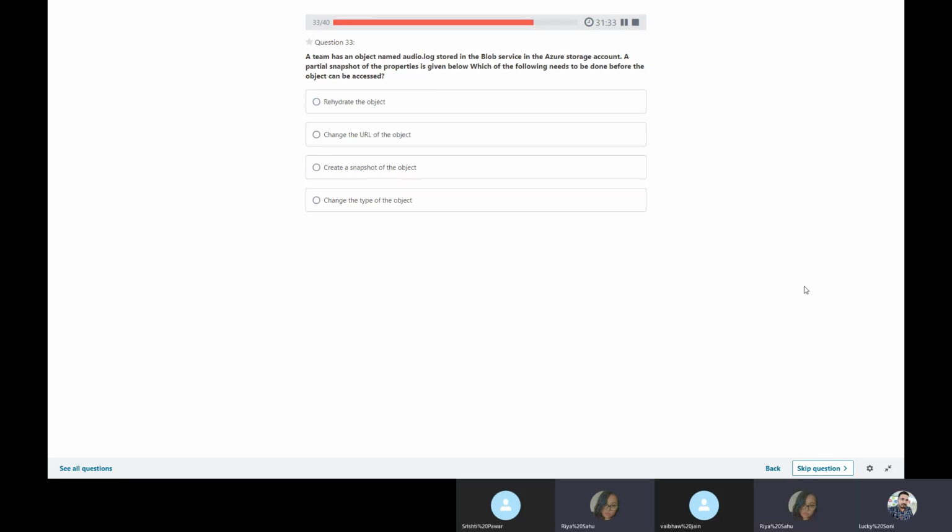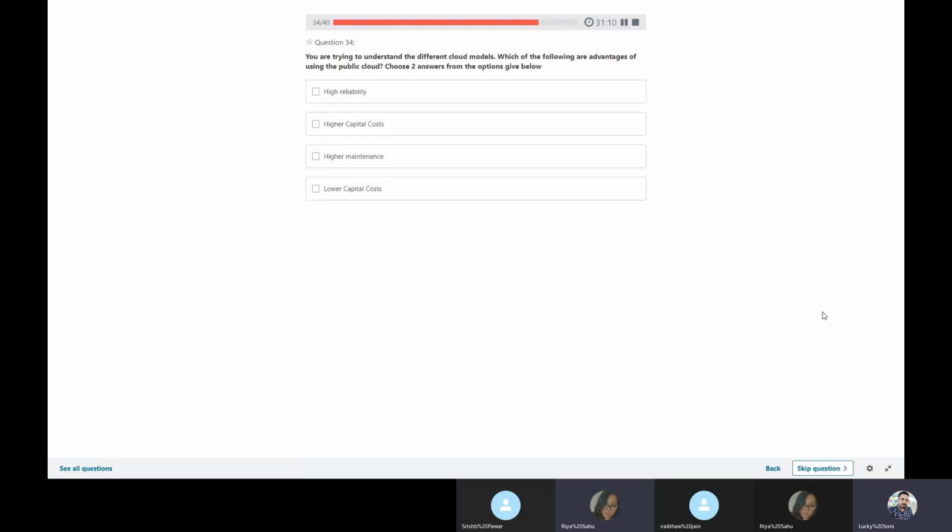Okay. Question number 33, please. A team has an object named audio.log stored in the blob service in the Azure storage account. A partial snapshot of the properties is given below. Which of the following needs to be done before the object can be accessed? Yesterday we have seen, right? We have to rehydrate the object. Okay.